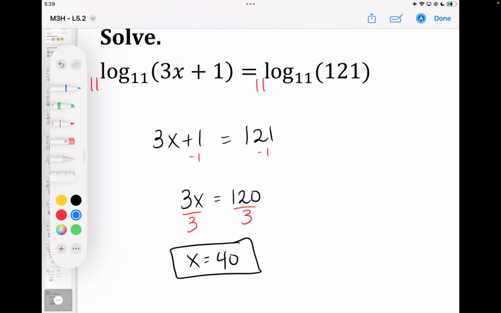And I'm just going to do my check up here. So 3 times 40 plus 1. I just want to make sure that's greater than 0. And it is, because you get 121. So I'm good to go.